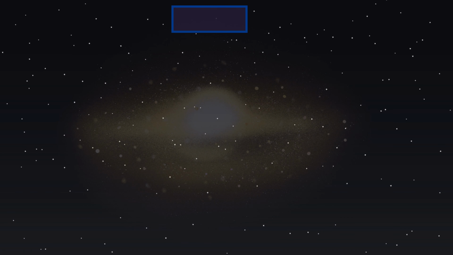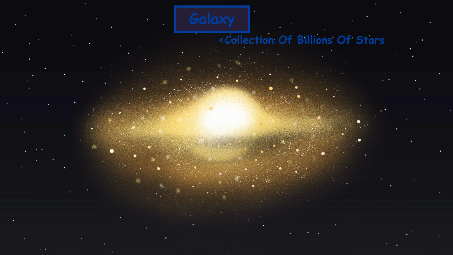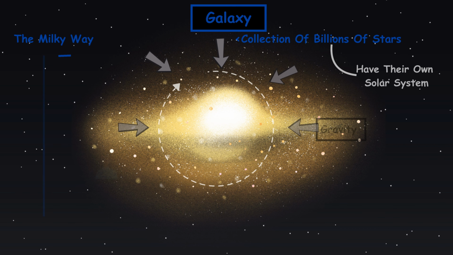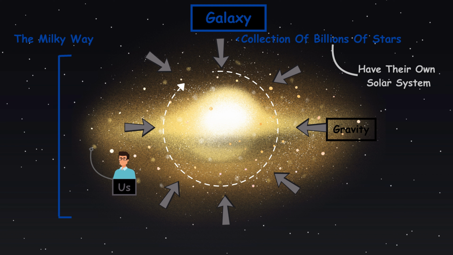If we zoom out even more, we move from the solar system to the level of a galaxy. In our case, this would be the Milky Way galaxy. Galaxies are immense systems containing billions of stars, and most of these stars have their own solar systems, each with planets, moons, and other celestial bodies.